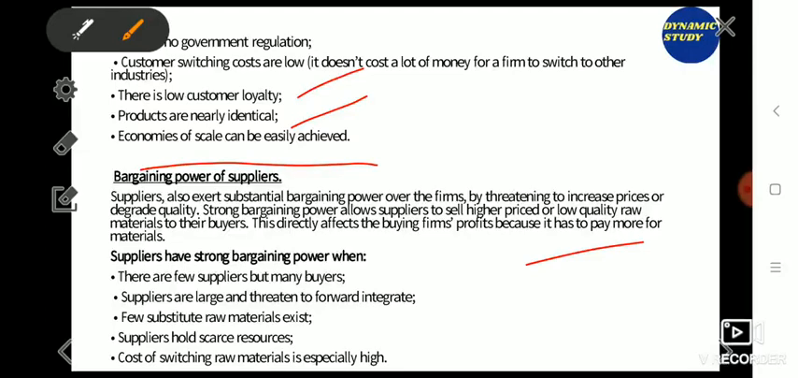Okay, now the suppliers have strong bargaining power. When does a supplier have strong bargaining power? The supplier has strong bargaining power when there are few suppliers but many buyers. If there are only a few suppliers but a large number of buyers, then there is bargaining power of suppliers. If suppliers are large and threaten to forward integrate, then there is a chance for bargaining power of suppliers. If only a few substitute raw materials exist, then there arises the bargaining power of suppliers. If the suppliers hold scarce resources, or the cost of switching raw materials is especially high, in all these cases there arises the bargaining power of suppliers.